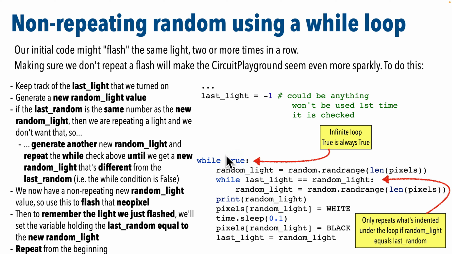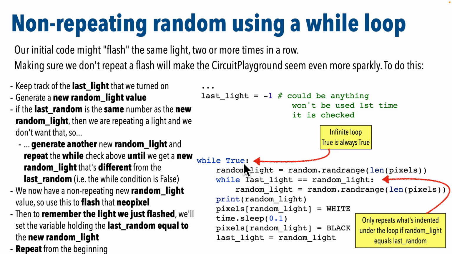Now look at our loop. The outermost loop, our while true loop, is infinite. It repeats everything indented below this as long as true equals true, which is always the case. So this is always going to repeat. Then the first thing that we do is generate a new value for random_light. That's the light we want to flash.